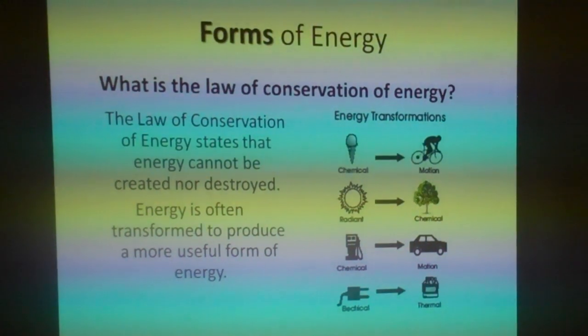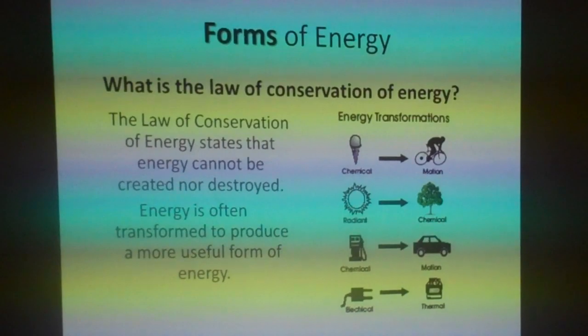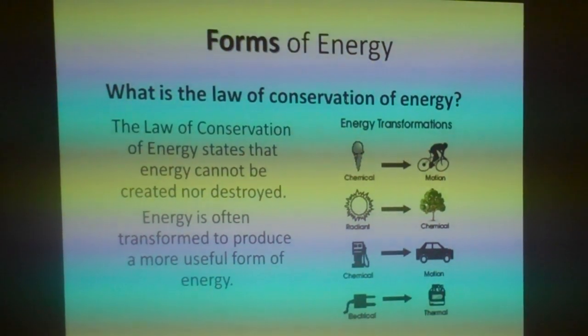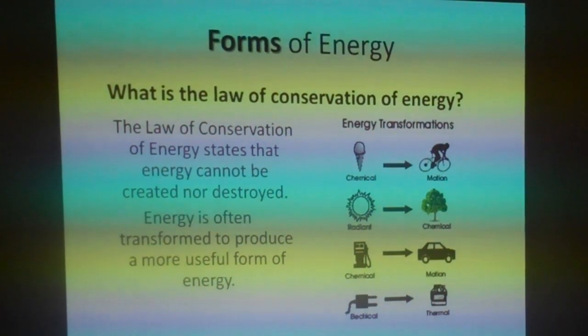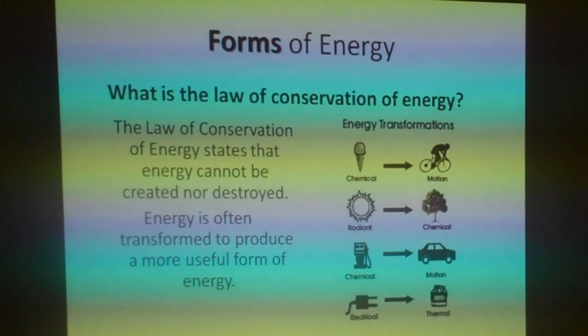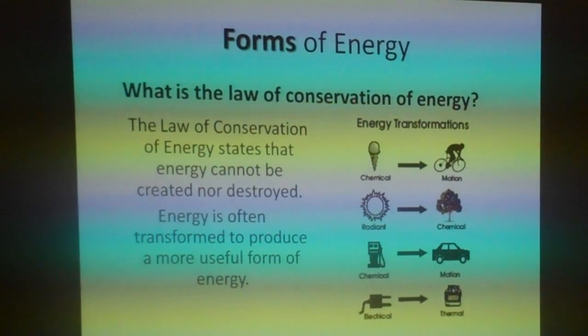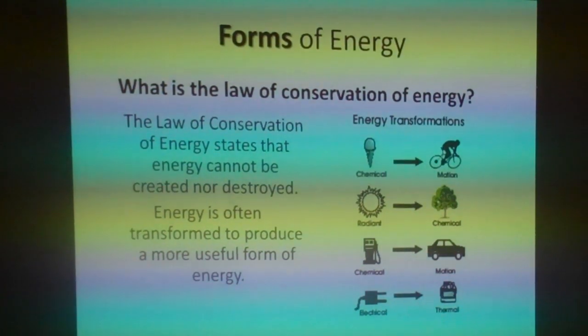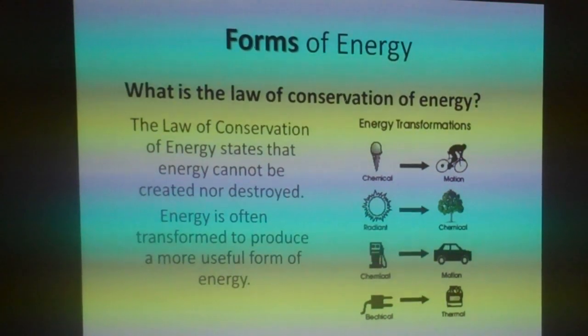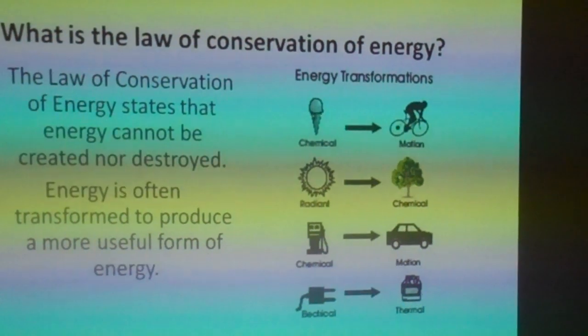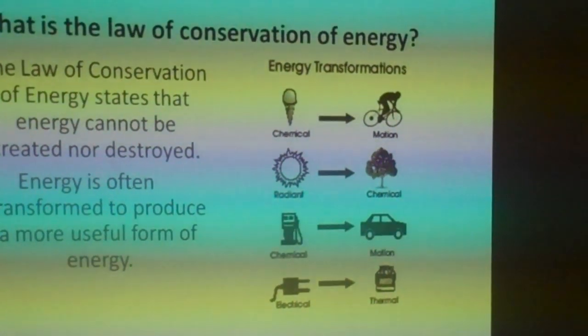For example, stored chemical energy of the ice cream cone eventually turns into motion energy when you ride your bike. Radiant energy from the sun helps plants create stored chemical energy for food. Chemical energy in the gas tank eventually helps your car run so you can get to where you need to go. And electrical energy, of course, powers all the things in your home.